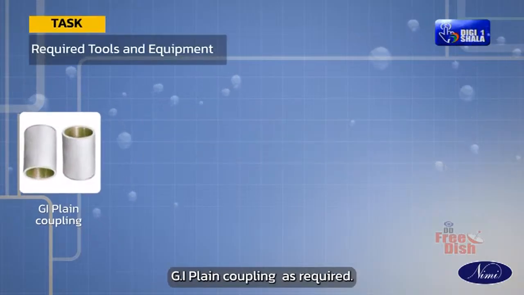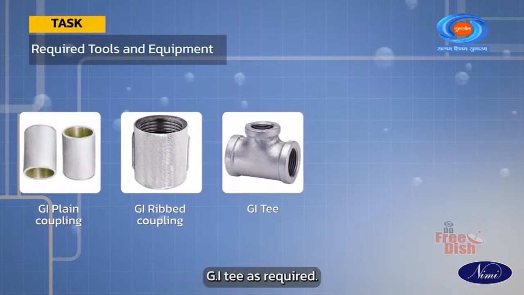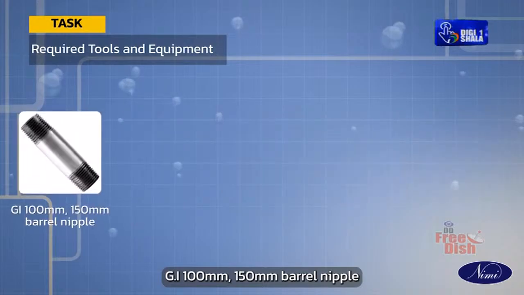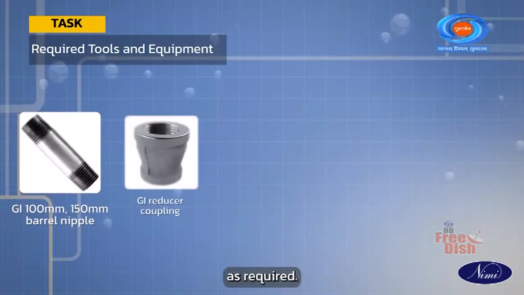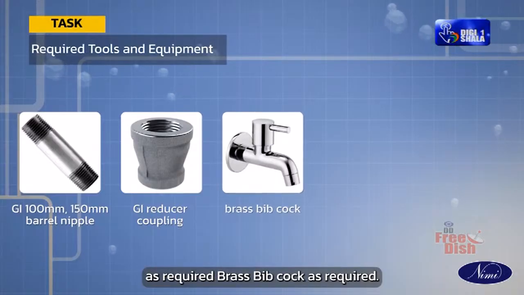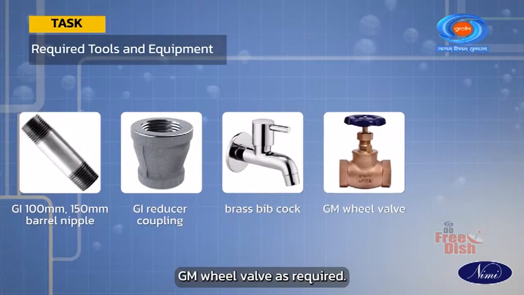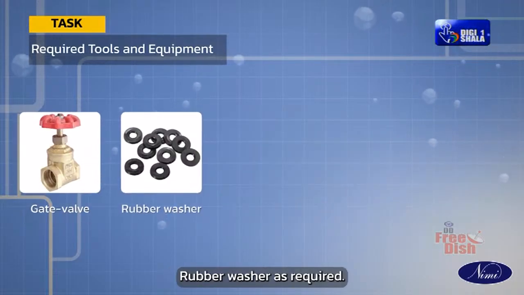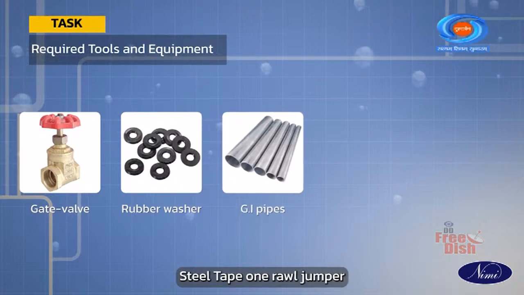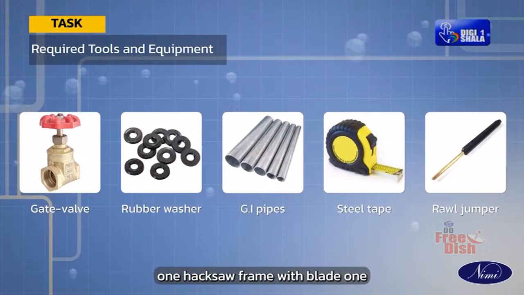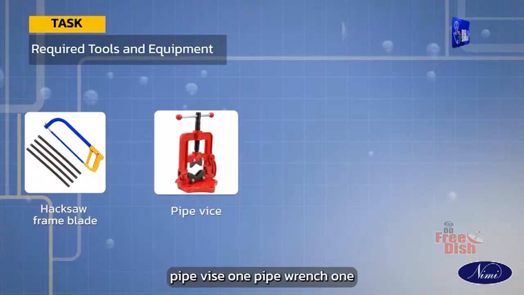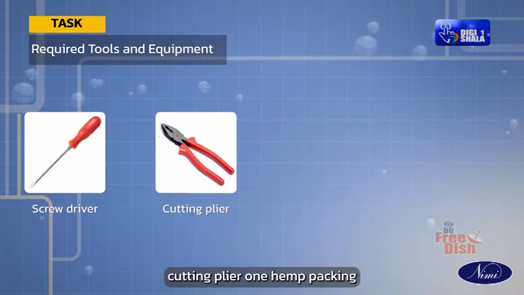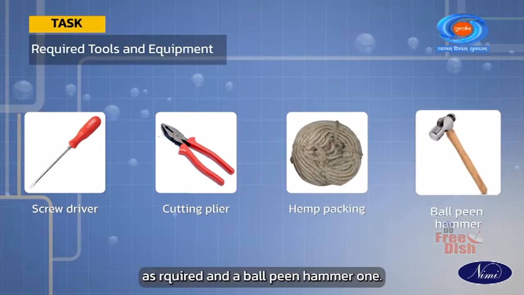GI plain coupling as required, GI ribbed coupling as required, GI T as required, GI elbow as required, GI 4-way as required, GI 100 mm, 150 mm barrel nipple as required, GI reducer coupling as required, brass bibcock as required, GM wheel valve as required, hexagonal nipple as required, gate valve as required, rubber washer as required, GI pipes as required, steel tape 1, rowel jumper 1, hacksaw frame with blade 1, pipe vise 1, pipe wrench 1, ratchet die set 1, screwdriver 1, cutting plier 1, hemp packing as required and a ball peen hammer 1.